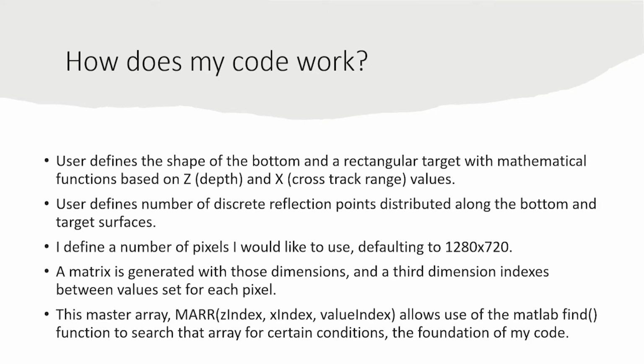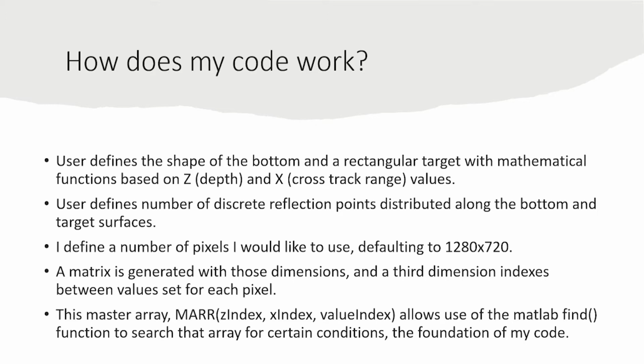Now we're going to get into how my code works. I basically define a number of pixels on the screen that I would like to use to represent the underwater environment. I've been setting that to 1280 by 720 for now, just to follow a sort of standard. I then generate a 3-dimensional array with those dimensions, and the third dimension being an index between different values and parameters set for each of those pixels. I call this array the MAR or master array, which is a very memory intensive way of solving this problem, but it lets me use the find function built into MATLAB to find certain pixels that meet specific criteria pretty easily.